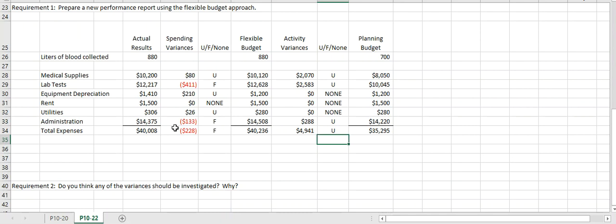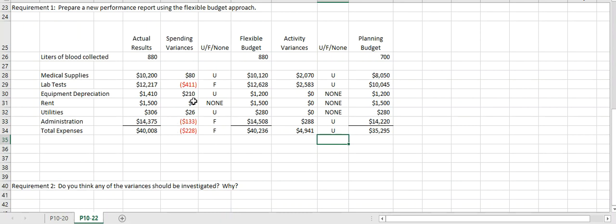We can come over here and look at our spending variances. It looks like two of them are favorable, and then we've got 1, 2, 3 unfavorable, with the overall favorable spending variance. So bottom line is we spent less than we expected to. So that is a good thing.